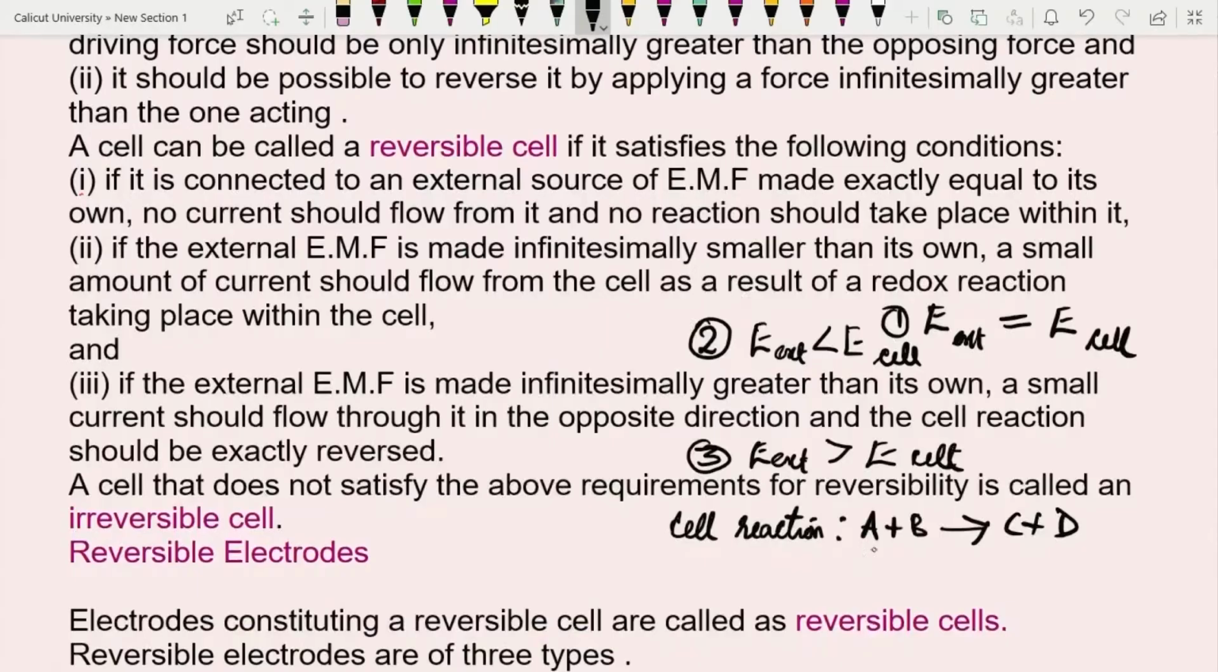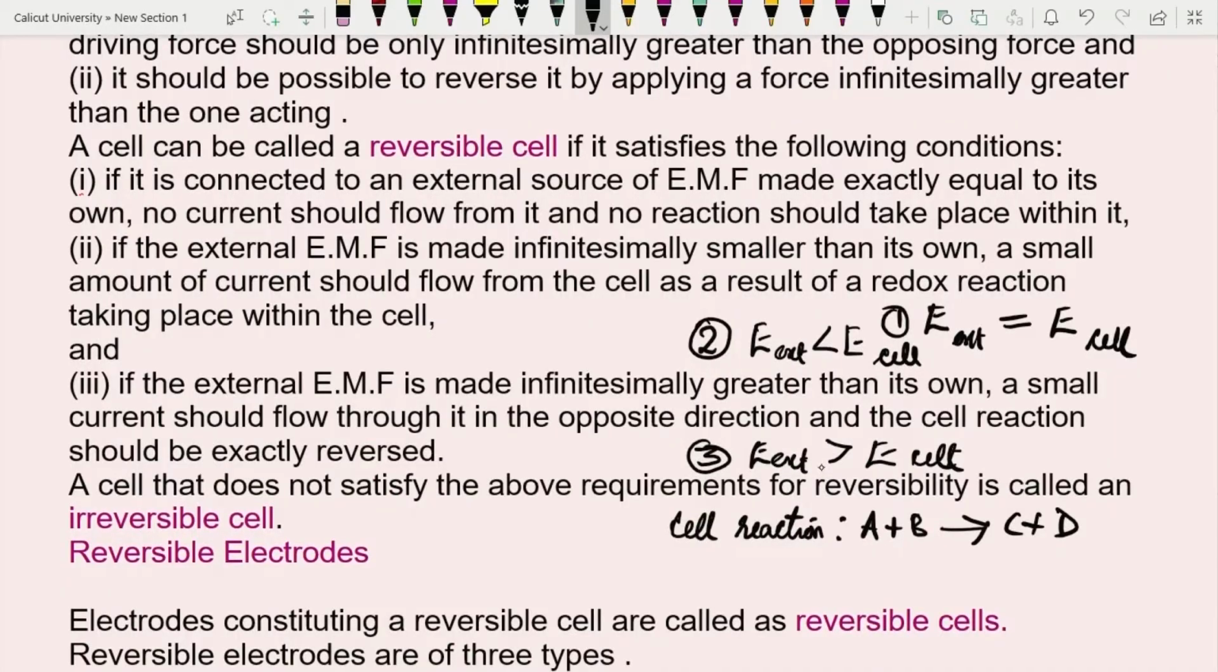The second condition is that the external EMF is less than the EMF of the cell, or you can say that the potential in the external circuit is lesser than the potential within the cell. So, the current flows from the cell to the external EMF and the cell reaction taking place will be A plus B giving C plus D, and this is the redox reaction. It is an imaginary redox reaction, that is, A plus B giving C plus D.